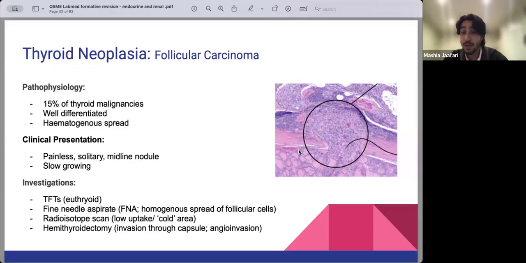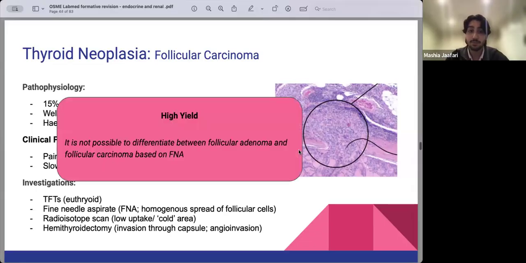And so the reason we do a hemithyroidectomy is because of this next point. It is not possible to differentiate between follicular adenoma and follicular carcinoma based on a fine needle aspiration. So if we do a fine needle aspiration of a thyroid nodule, and we find that it looks quite follicular, it could either be follicular adenoma or follicular carcinoma. There's no way for us to tell apart from taking out the thyroid and looking whether it has gone past the thyroid capsule. And so that's why we tend to do hemithyroidectomies for people with these conditions, because you can't know whether it's a follicular carcinoma or a follicular adenoma just by taking a FNA biopsy.